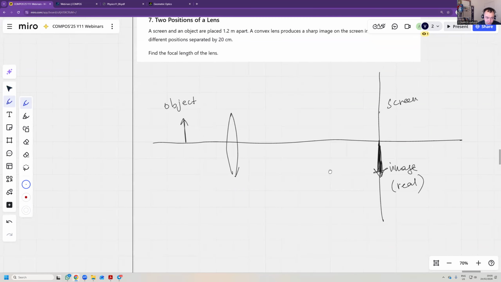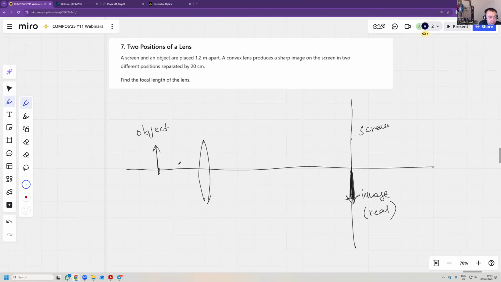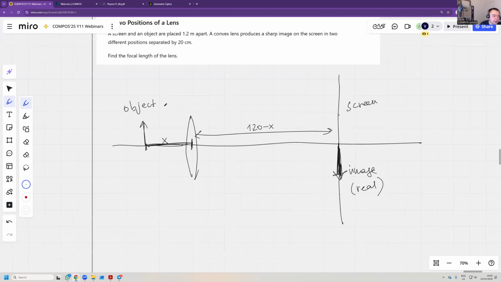Right. What do we know? Well, we know that this distance is x. Let's say this distance is x. And this distance, well, it's 1.2 meters. Let's do it in centimeters: 120 minus x. So the distance to the object and the distance to the image is that. Common example is two different positions separated by 20 centimeters. So we have two different positions, x1 and x2.